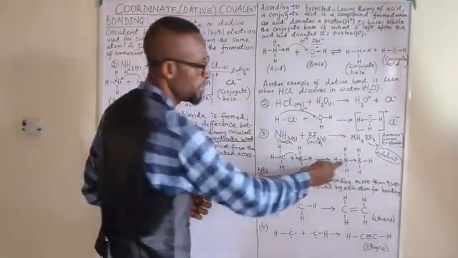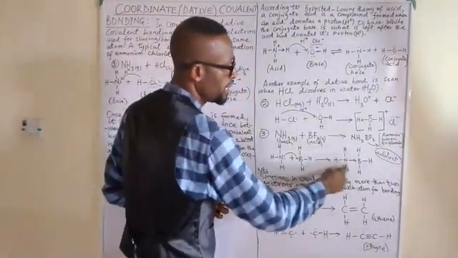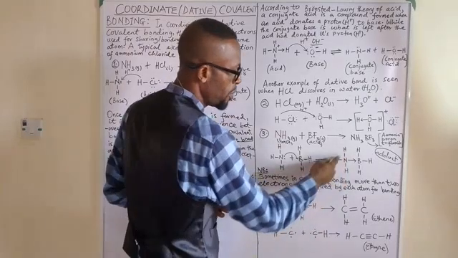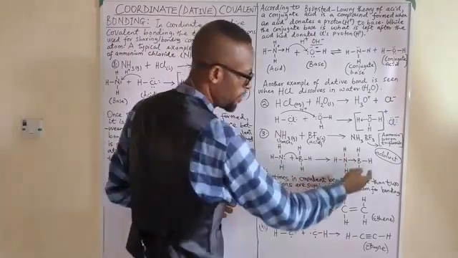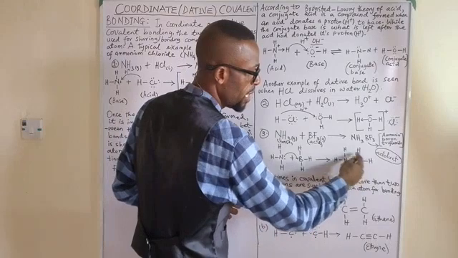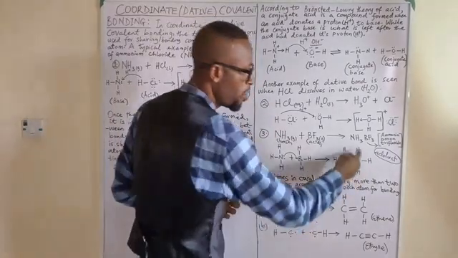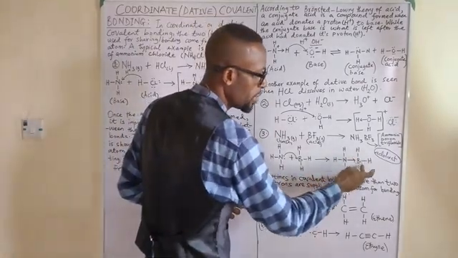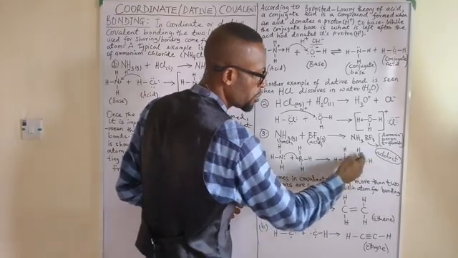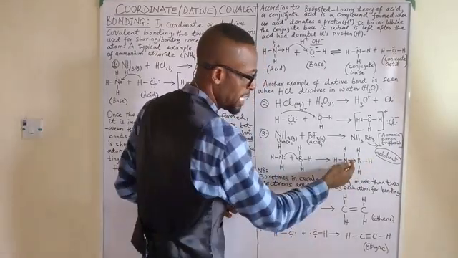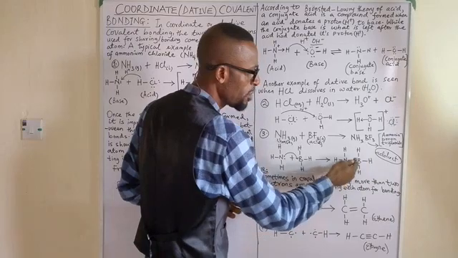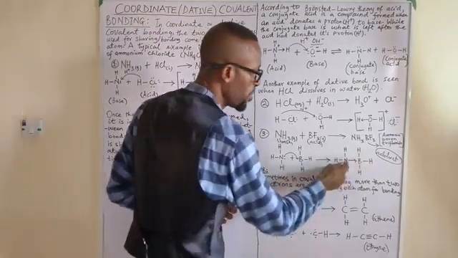At the end of the day, nitrogen has 8 electrons around it by way of 4 covalent bonds, and of course boron has 8 electrons around it by way of 4 covalent bonds, 3 being ordinary covalent bonds joining boron to 3 hydrogen atoms, and the 4th being a coordinate or dative bond joining boron to nitrogen.